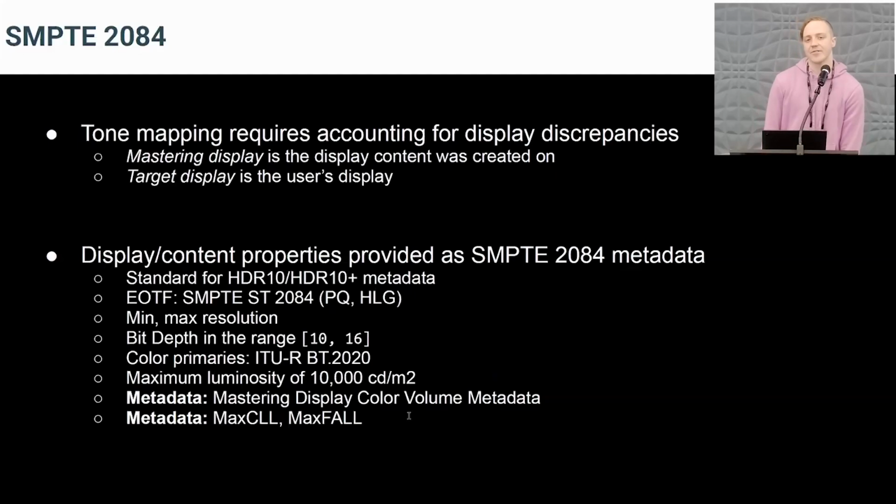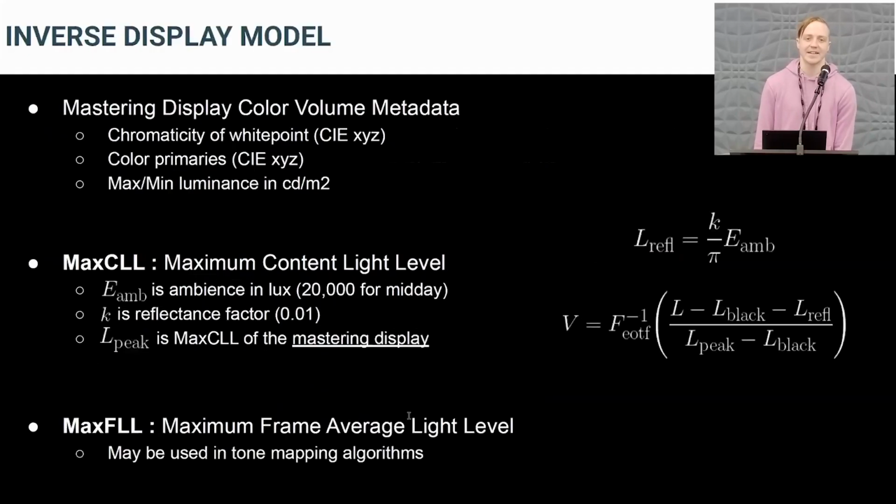Tone mapping naturally requires you accounting for discrepancies between your mastering and target display. Your mastering display is the display that the content is intended to be rendered to, that it was created for, and your target display is essentially the display the content is actually going to be rendered to. The information you need to account for this is included in a metadata specification called SMPTE 2084. It includes a lot of min and max values, but really what's important are your mastering display color volume metadata and then your max CLL and max FALL metadata.